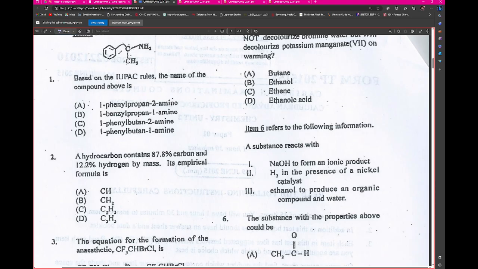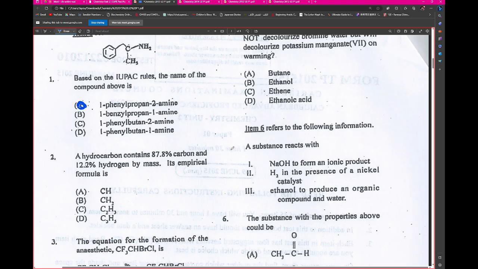Which paper are we doing? 2015? Okay. Based on IUPAC rules, the name of the compound above is A, as in apple. We're going to have 2 amine and 2 phenol, so it's going to be propan. Okay, this is A. I think that is a repeat, right?